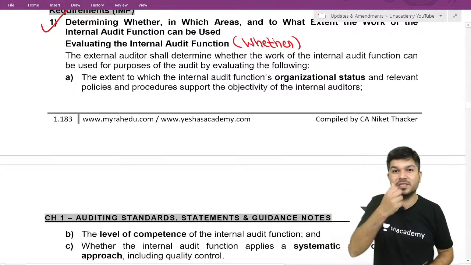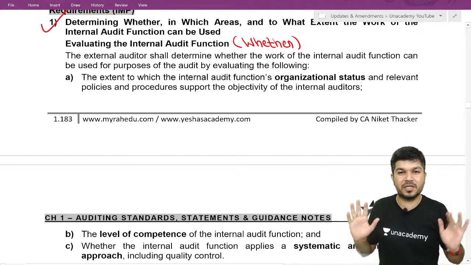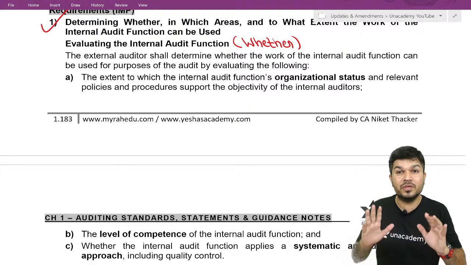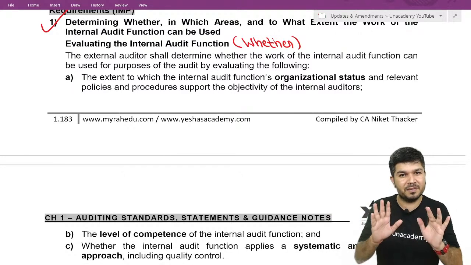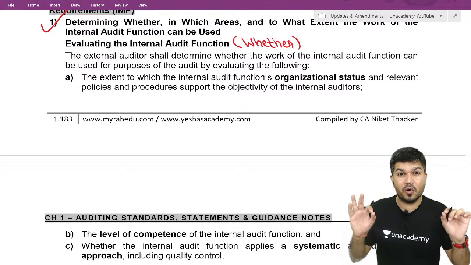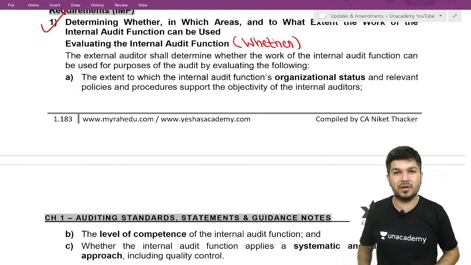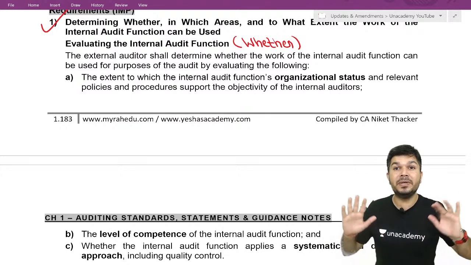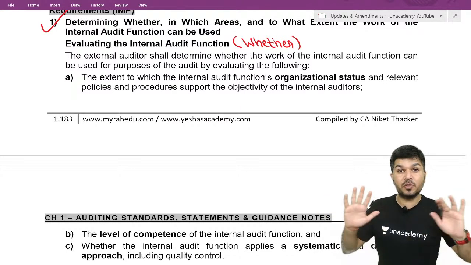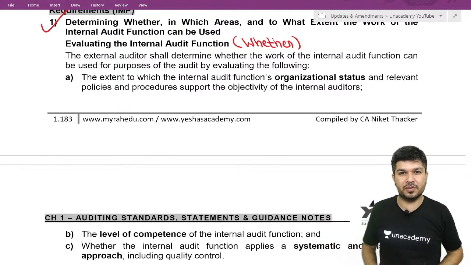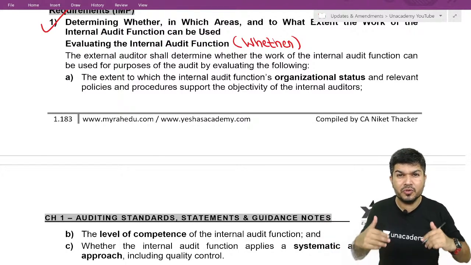So, whether I can use their work or not, for that you need to understand how they do the work. Just tell me one thing. If you feel the internal audit function, the internal auditors, those people who do internal audit, are competent. There's a very good team of internal audit. Okay, if it's a good team of internal audit, would you use their work?